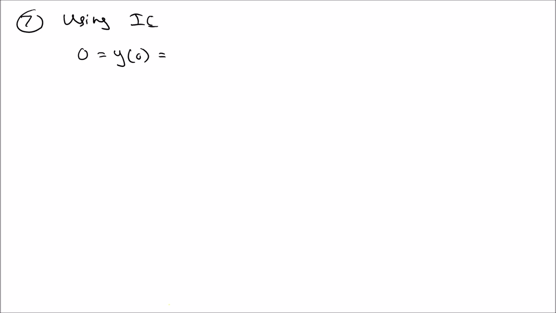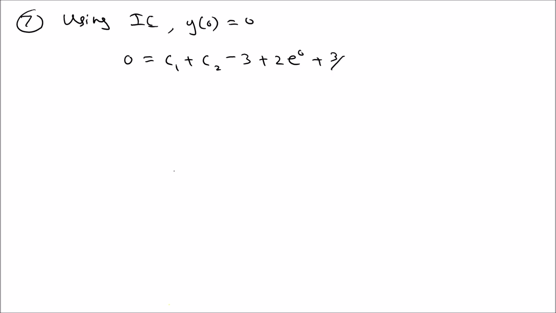So let's write a separate equation for that. I'm going to write it like that, it's much easier. Using initial condition y(0) equals 0, we have 0 equals c1 plus c2 minus 3 plus 2e^0 plus 3/5 cosine 0 plus 1/5 sine 0. Now we know that sine 0 is 0, cosine 0 is 1, e^0 is also 1.